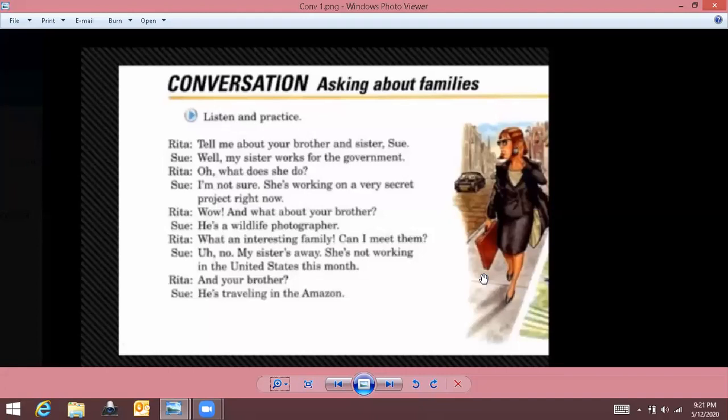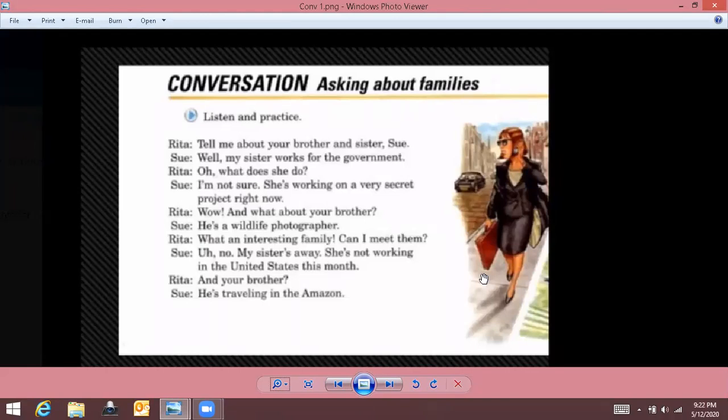Okay. Someone else? Okay, so remember, when you're talking about an action that is happening right now, at the time that you are speaking, that is present progressive. If you're talking about actions that are always true, not necessarily right now, but all the time, you use the simple present tense. The first sentence says, "Tell me about your brother and sister, Sue." That right there is a very general question, so that is simple present tense.